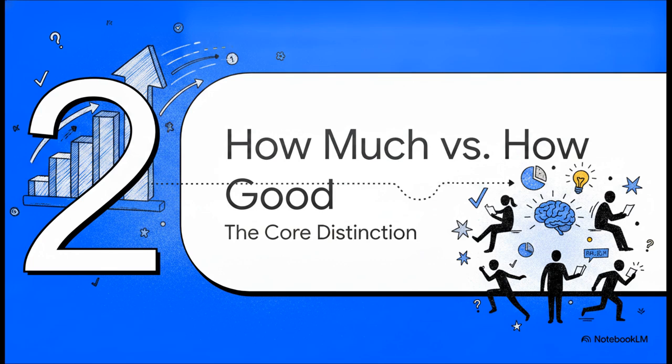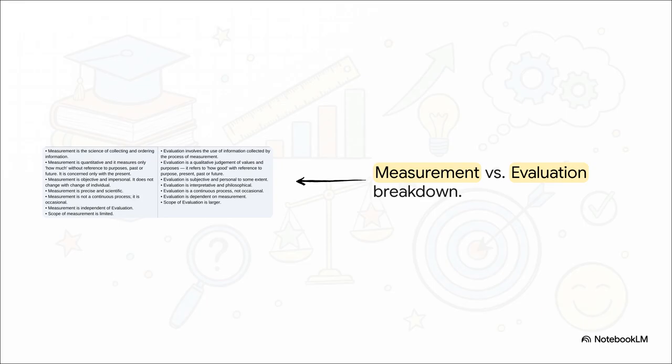Moving on to Section 2, how much versus how good. This is the core distinction. Now, taking a look at this breakdown, it is absolutely vital we grasp the deep divide between simply measuring data and actually evaluating potential. When you stack them side by side like this, the contrast is actually pretty stark. Notice how measurement uses words like science, objective, impersonal, and occasional, but then evaluation leans heavily on terms like qualitative judgment, subjective, philosophical, and continuous process.